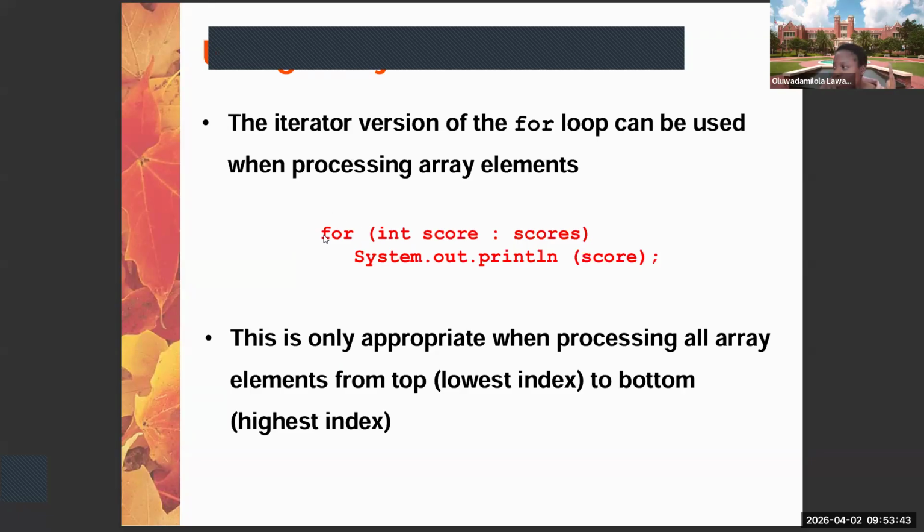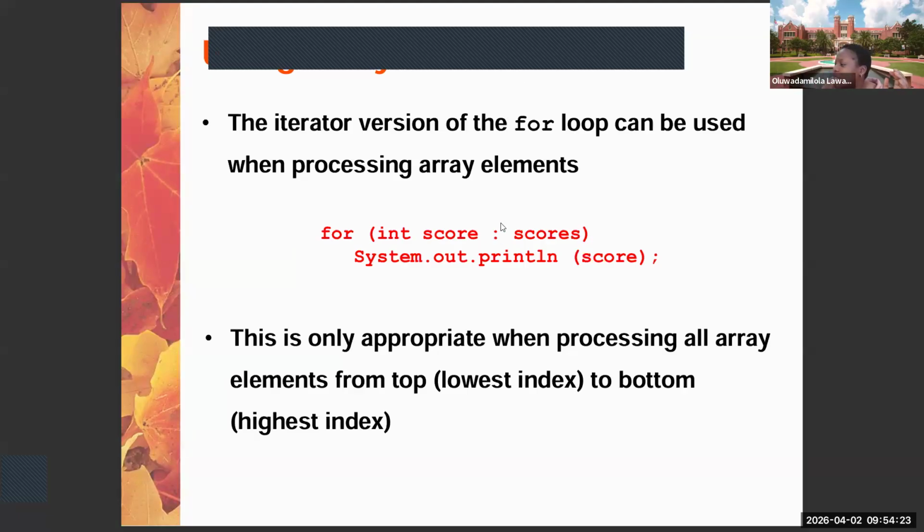For, of course, don't forget, for is a reserved word in Java. It tells the compiler, hey, we are dealing with loops here. And we have the data type of the array. And this here is the variable name, a nickname we're giving to all the elements in our array. This allows us to access all the elements, all the values within our array.